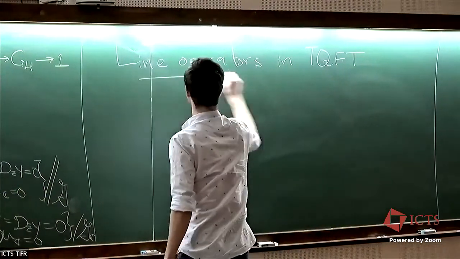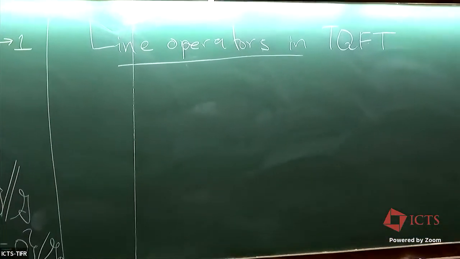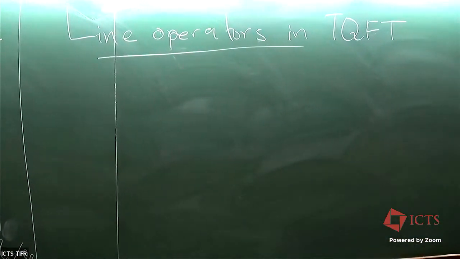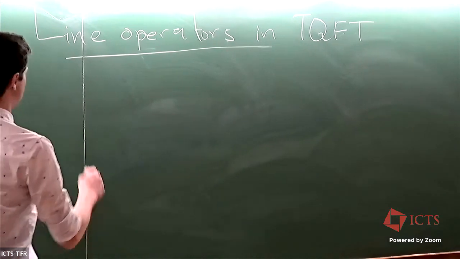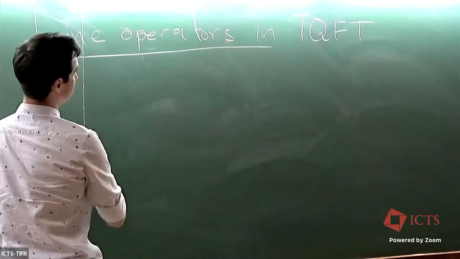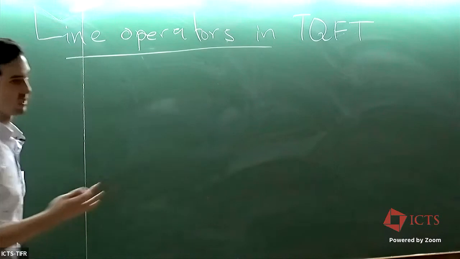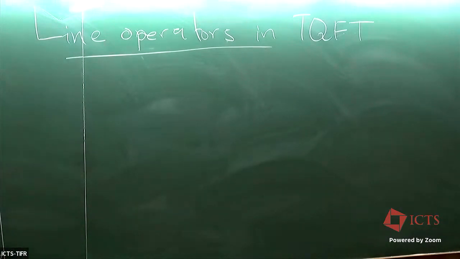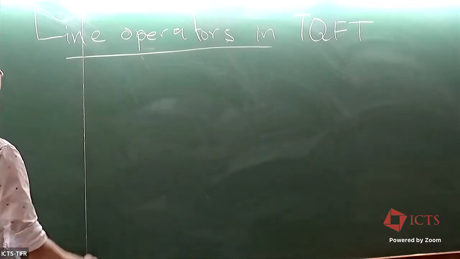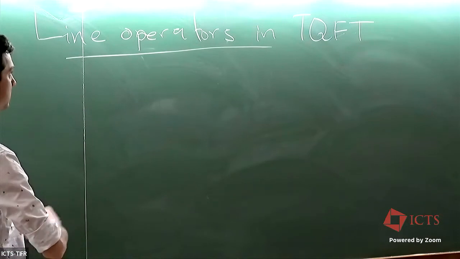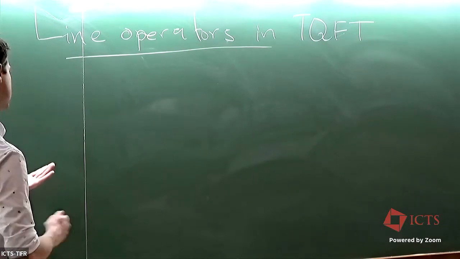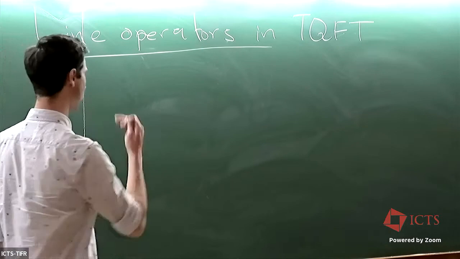We're going to talk about line operators in a TQFT. Okay, so the basic statement is that these line operators are going to form some category. If you've seen something like Chern-Simons theory, you might be familiar with the notion of a Wilson line. The same sorts of objects happen in other quantum field theories, and in topological quantum field theories, these operators, as we'll now see, form a category.